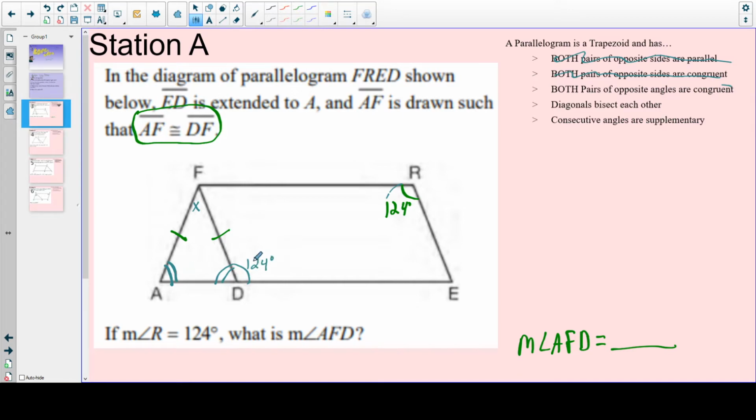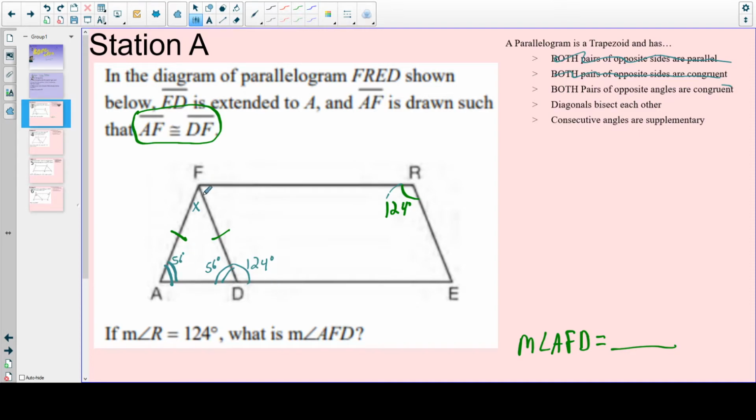All right? Now, again, I kind of want to follow my nose. What else can I do with 124? Well, this angle and this angle form a linear pair. So 180 minus 124 is 56. So this must be 56 degrees. But if this is 56, this also must be 56 because this is an isosceles triangle.